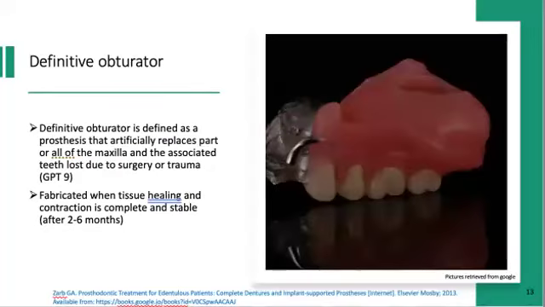The definitive obturator is defined as the prosthesis that artificially replaces part or all of the maxilla and the associated teeth lost due to surgery or trauma. And this is usually fabricated when the tissue healing and contraction is completed and stable, which is usually 2 to 6 months after the surgery.